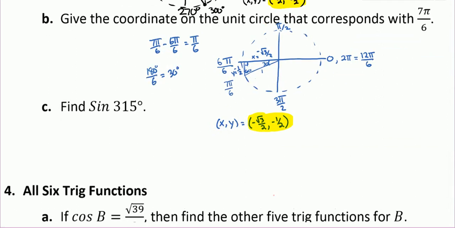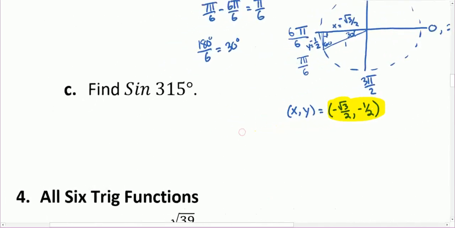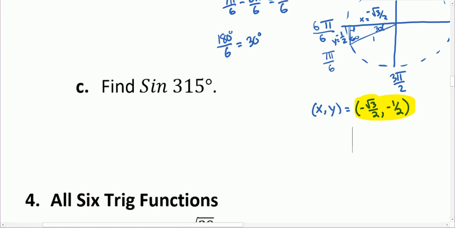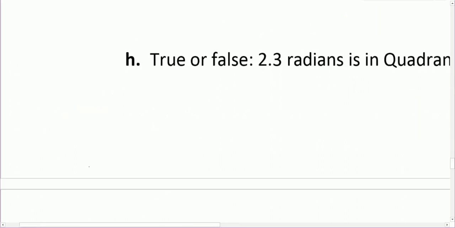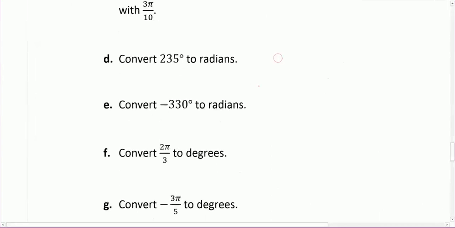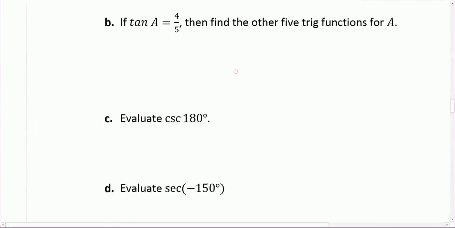Next, we're asked to find the sine of 315 degrees. Back to the unit circle. 315 degrees is between 270 degrees and 360 degrees.